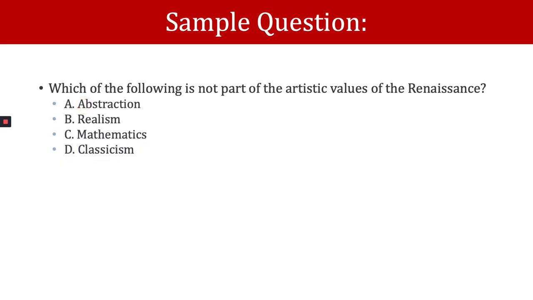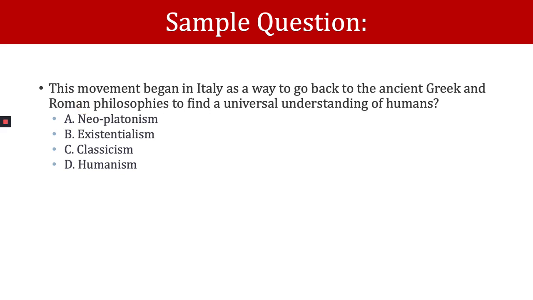Which of the following is not part of the artistic values of the Renaissance? Abstraction, realism, mathematics, classicism. Right. So that's again getting you to think about these terms, and some of these are a little bit more basic than the ones that you'll see on the exam. You might see how did this principle influence the Renaissance, or how do we see this principle within this specific work of art? But I just want to start getting your feet wet so you know what to take notes on and what's important.